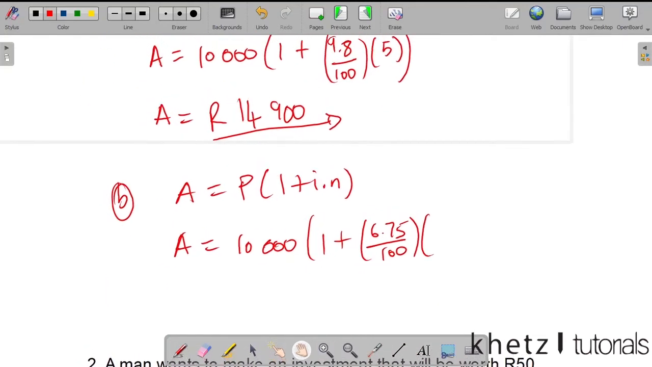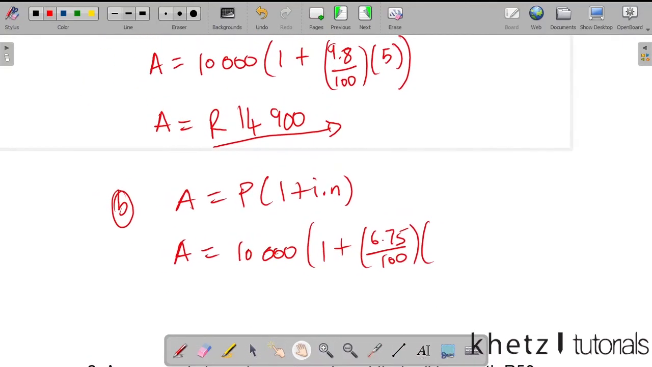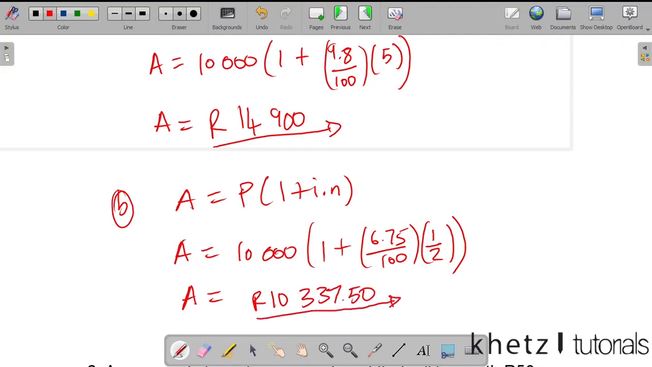And 6 months is half of a year. Since n is known to us as a year, then we put a half over there, and that is to indicate that we are actually talking about half a year. If it was only a year, just put 1, but now it's 6 months, and 6 months is half of a year, and that is why we have that half over there. Putting this into your calculator should give you 10,337.50 cents.